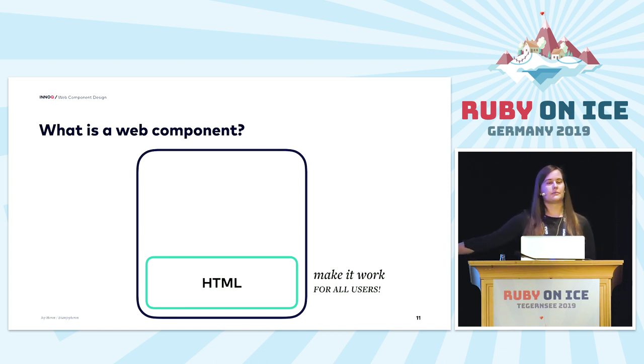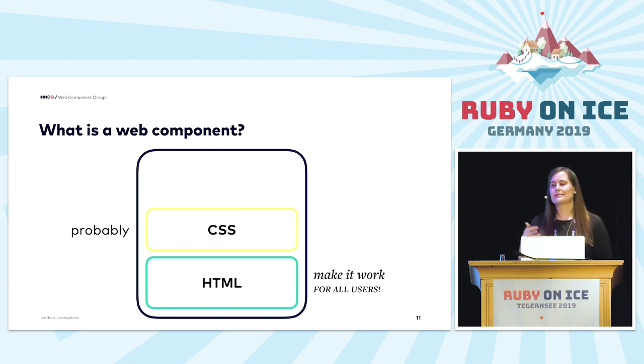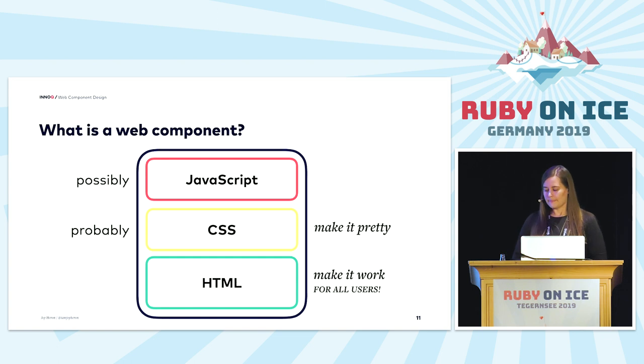It is possible to make websites with only HTML, which is pretty awesome. But we're probably going to have CSS as well in our web component, because even though it's possible to create web components with only HTML, most of the time, we want them additionally to look nice and not look like a web page from the 90s. So we can add CSS to our web component to make it pretty. On top of this, kind of as the icing on the top of the cake, we can add JavaScript to improve our web component and make it a little bit better. Maybe make it a little bit more interactive, and add some functionality that might not be there with the base HTML.